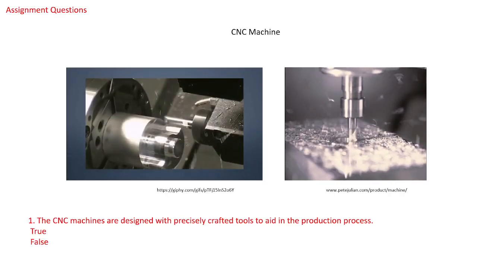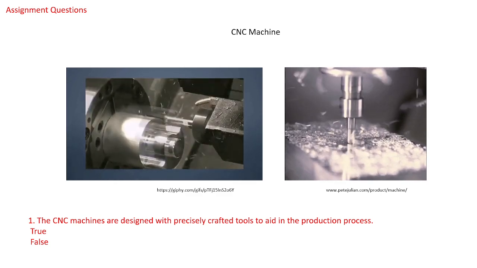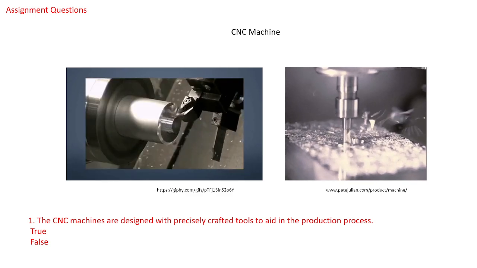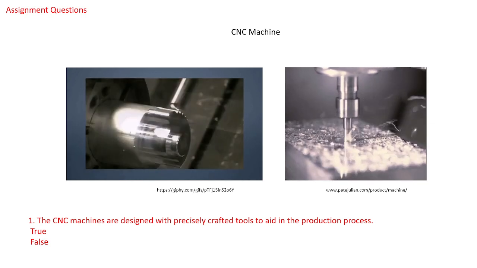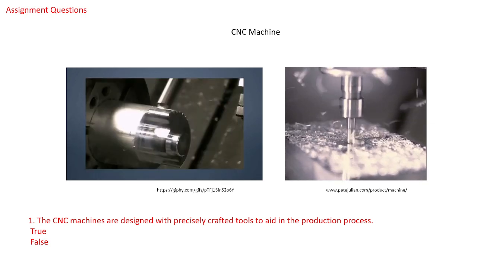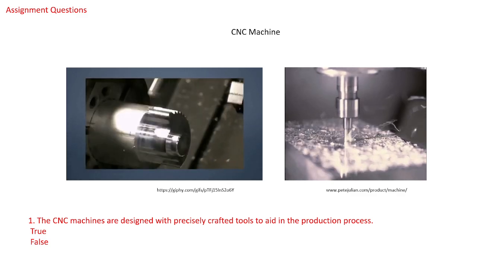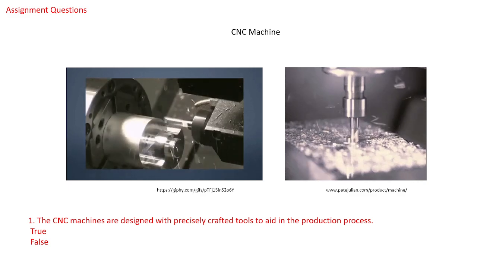The first question given in the previous year's assignment was: the CNC machines are designed with precisely crafted tools to aid in the production process. We'll come to the statement later. First, we'll see what is there in the CNC machining process.